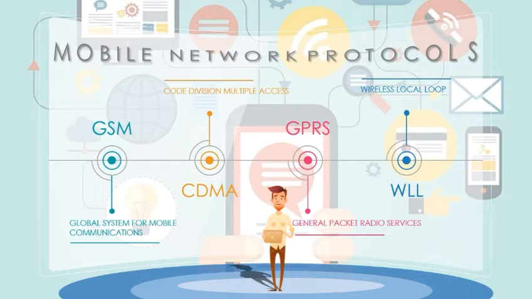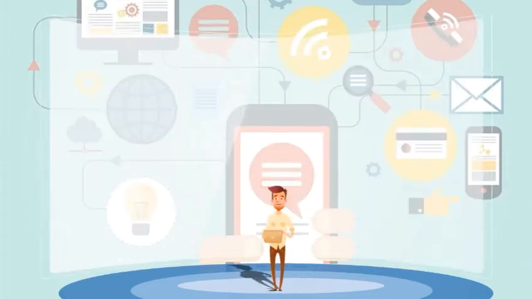Mainly there are four types of mobile network protocols. GSM, which is Global System for Mobile Communication, then CDMA, Code Division Multiple Access, then GPRS, General Packet Radio Service, and finally WLL, or Wireless Local Loop. We are going to see each one of them in detail in this section. The first one we are going to see is GSM.